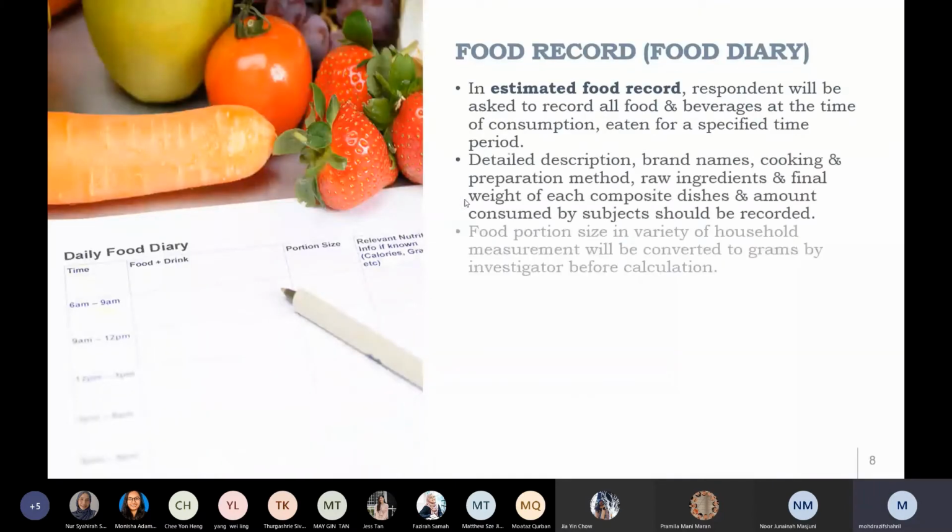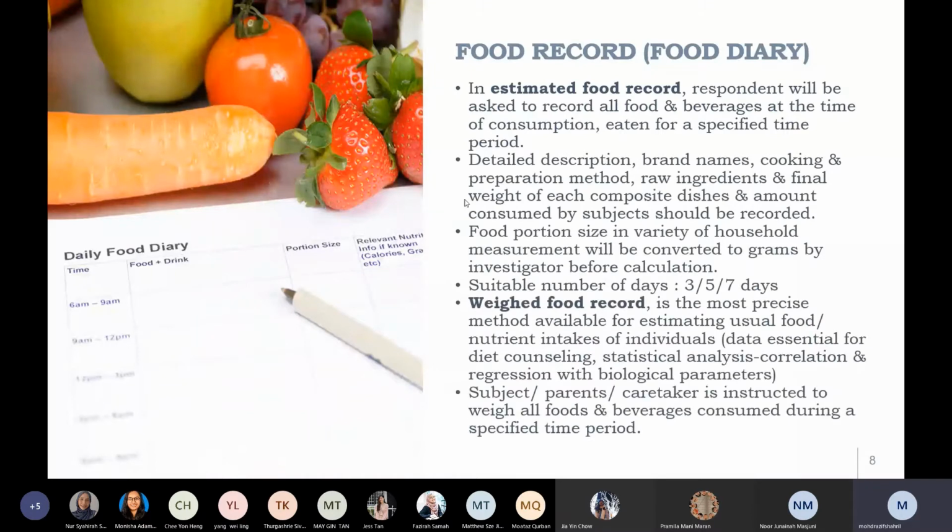So we'll move to the next method, which is food record, sometimes called food diary. So food record is an estimate. We have two types of food record. The first one is estimated food record, and the second one is weight food record. Normally, we use estimated food record in our practice, but weight food record is sometimes used when we do research.